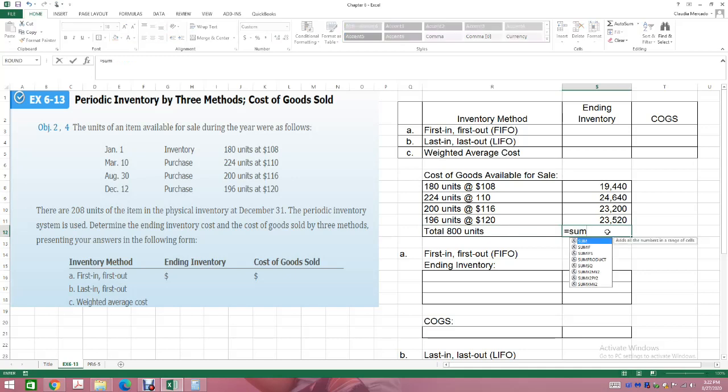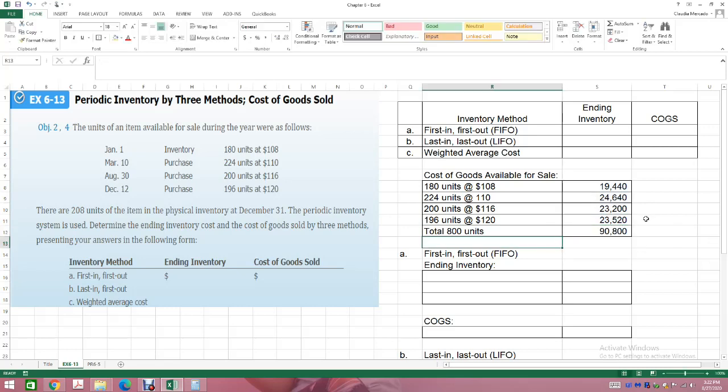Well, I'm going to add all of my four amounts right here. You're going to add your 19,440, 24,640, 23,200, and 23,520. You add those together and it gives you 90,800. So that is our cost of goods available for sale. That is what we had available during the year to sell.